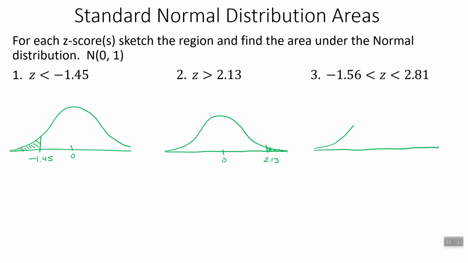And lastly, we've got z between two numbers, which looks like more work, but it's actually less work on your calculator. You don't have to think as much. It gives you what two numbers are your bounds. So here's 0. I kind of messed up that normal curve, but it's okay. Negative 1.56.